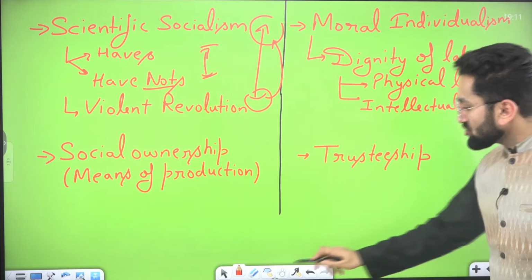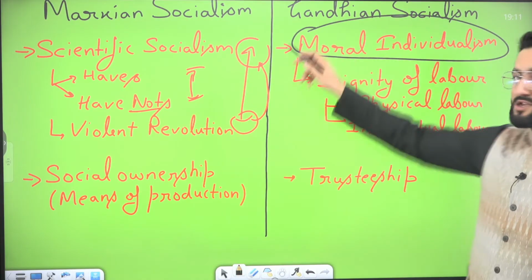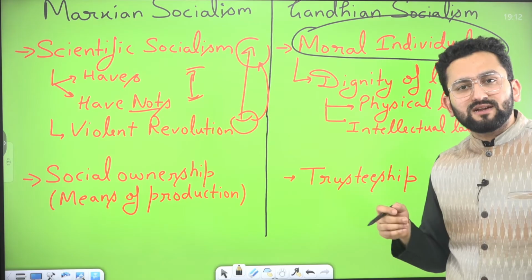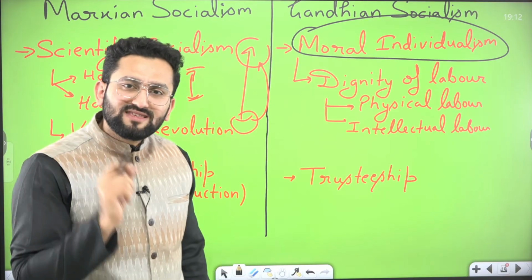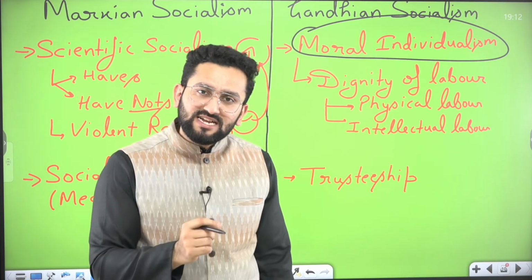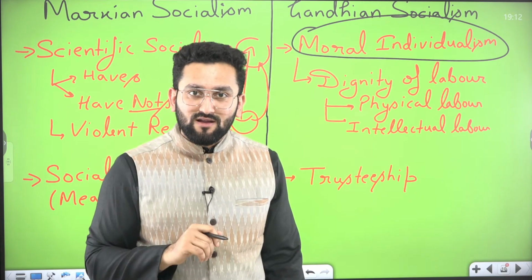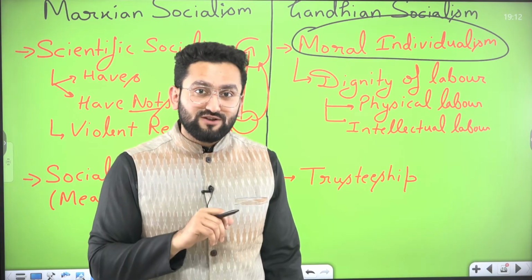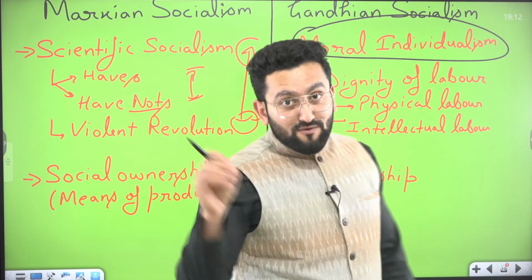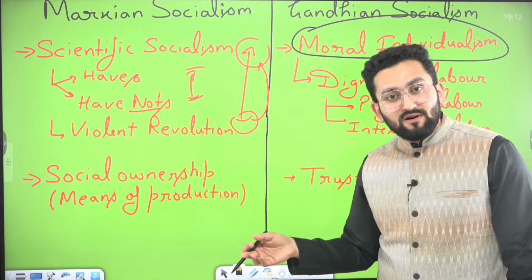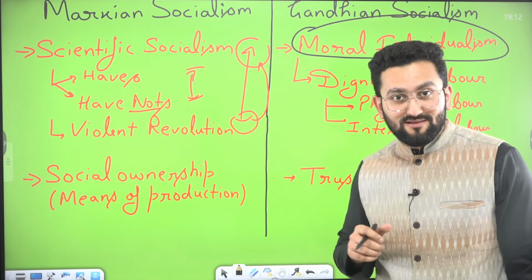But Gandhian socialism is based on this idea of moral individualism. Gandhiji brought morality here. Gandhiji said, the real cause of exploitation is that we have a wrong conception of dignity. In our society, we give more dignity to intellectual labor than physical labor. And this is the root cause of exploitation. And that is why Gandhiji brought the concept of dignity of labor. That the work of a barber, the work of a sweeper is equally important, equally dignified as the work of a lawyer. Right?